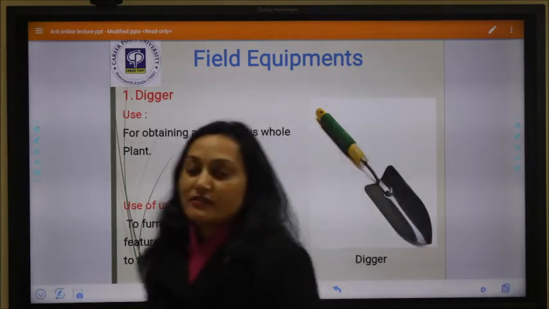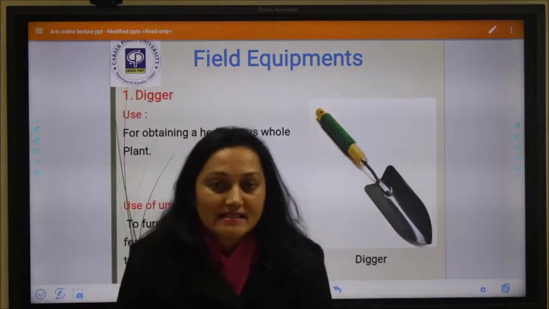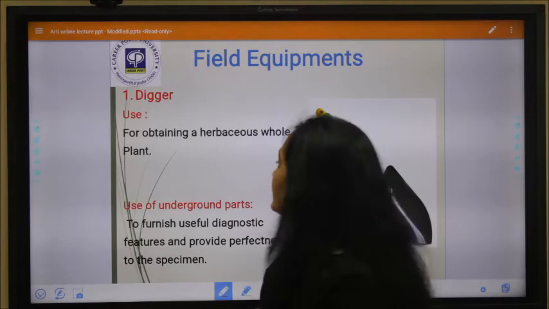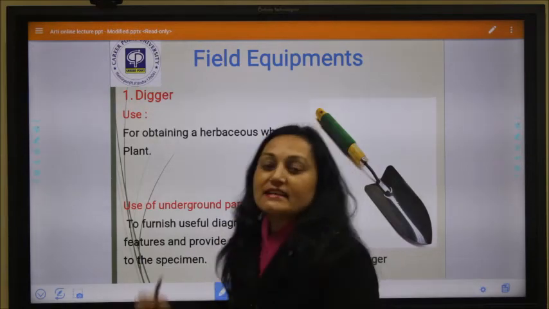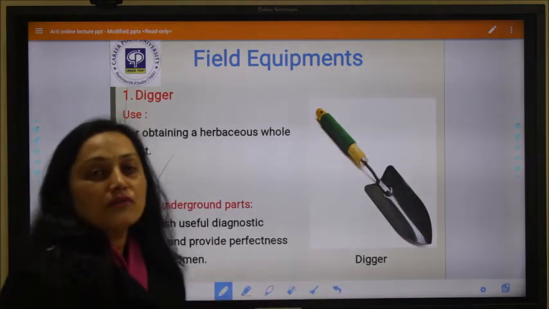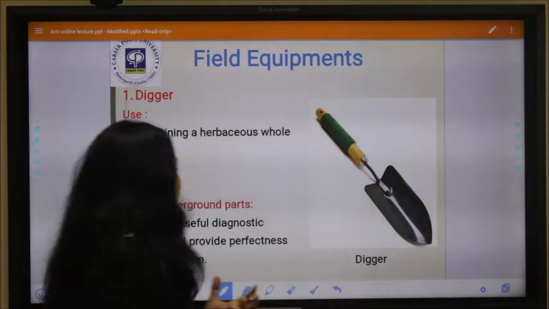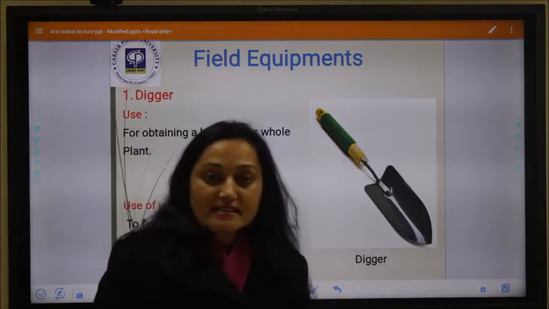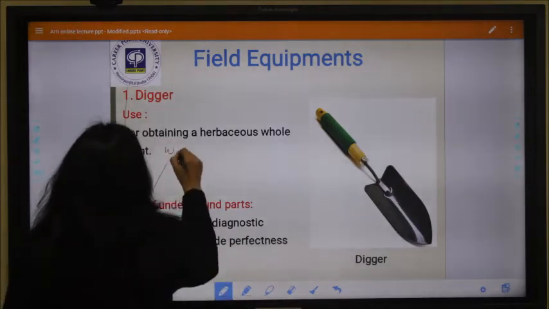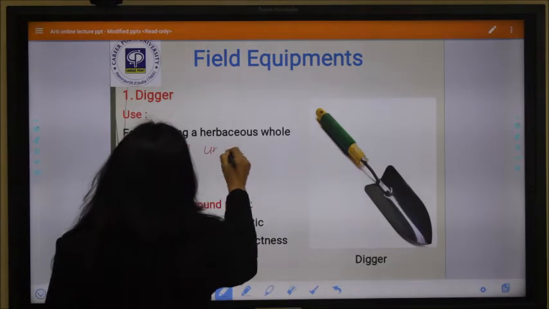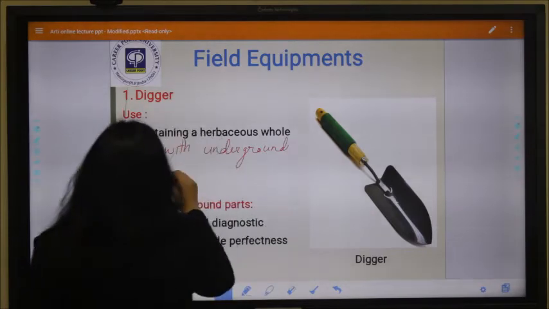Okay, let's start with the field equipments which are required for the collection of plants during a field visit. Under this, the first one is the digger. What is the use of this digger? Digger is required for obtaining a herbaceous whole plant with underground parts.